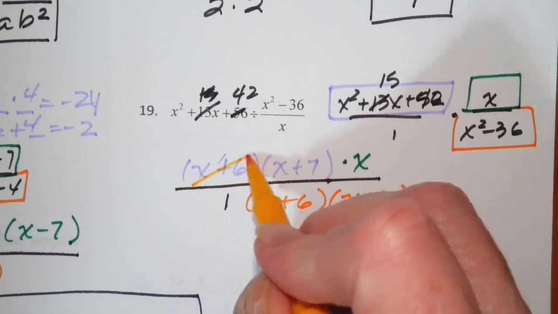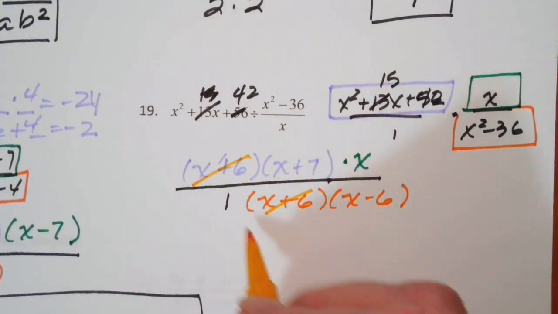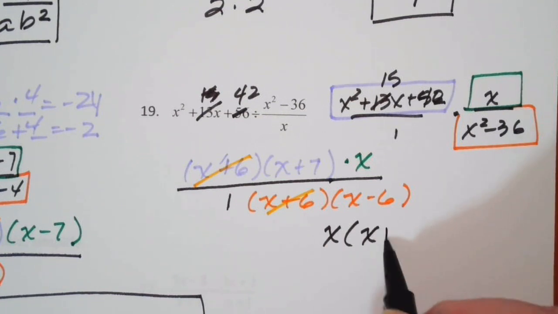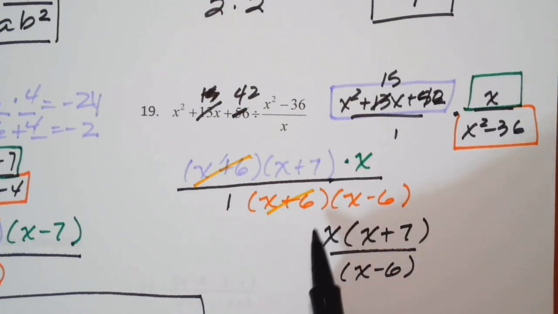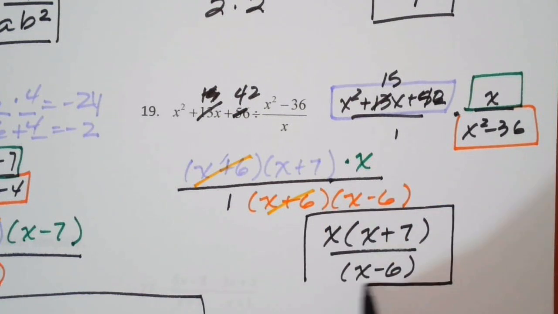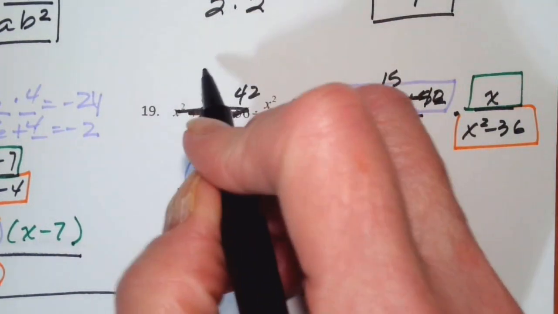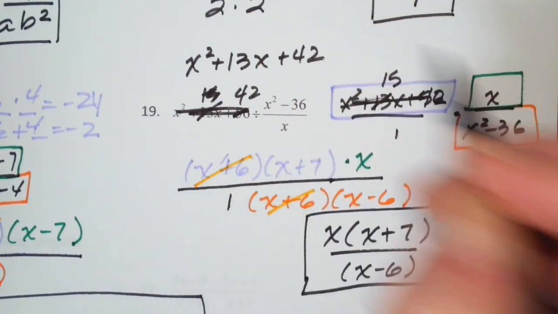All right, so what do I have in common? x plus 6. So I am left with x times x plus 7 divided by x minus 6. Okay, I'll have to go back and remember to fix that one for you. Okay, so hopefully, before you print this, what this will say is x squared plus 13x plus 42.